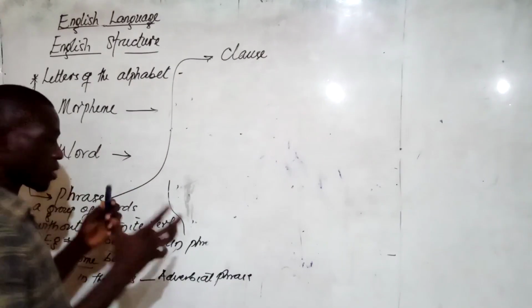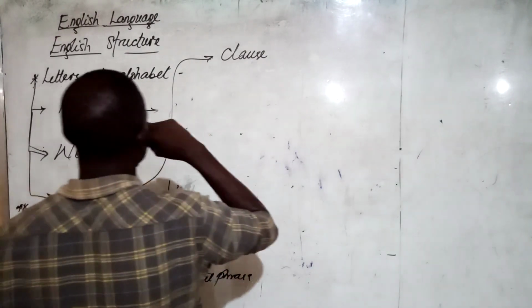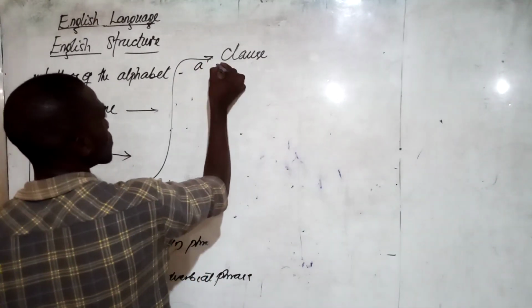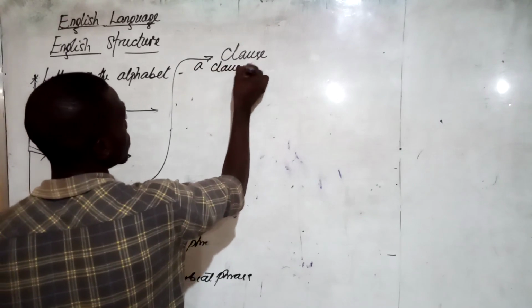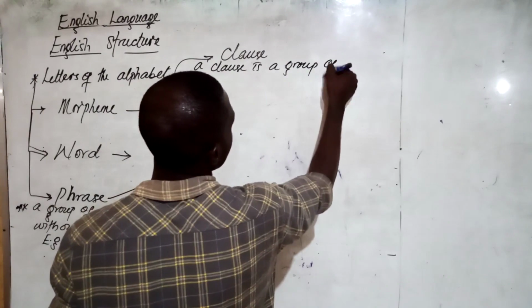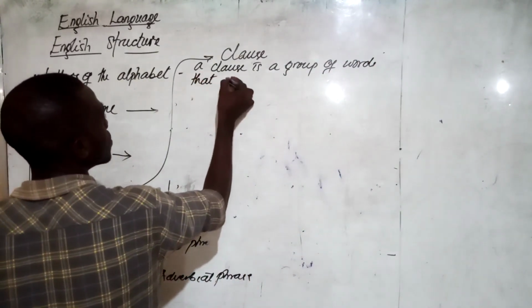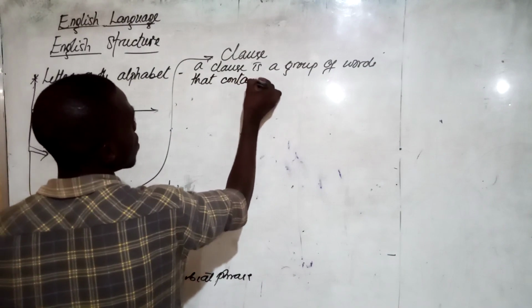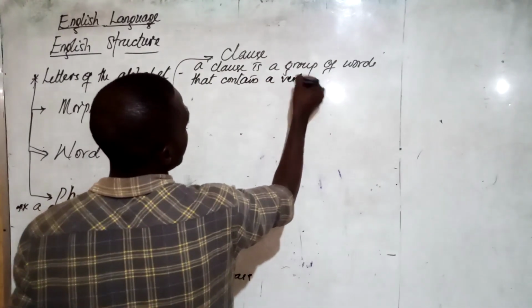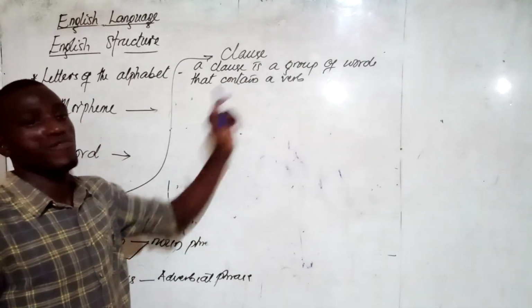When phrases come together with a verb, we form what is called the clause. So a clause is a group of words that contain a verb. A clause is a group of words that contain a verb.